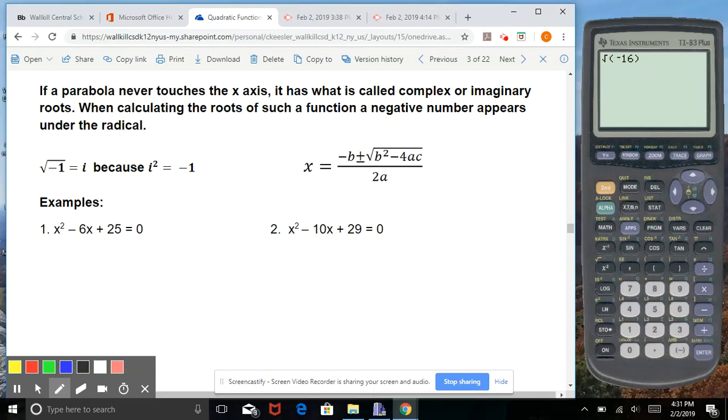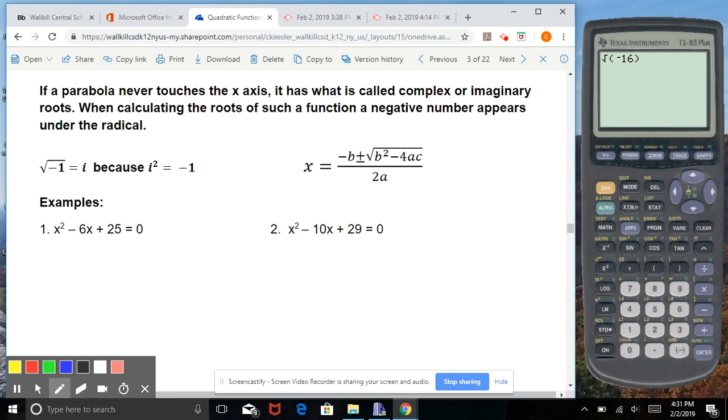If a parabola never touches the x-axis, it has what is called complex or imaginary roots. When calculating the roots of such a function, a negative number appears under the radical. So complex or imaginary roots is when a parabola that's being graphed never touches the x-axis. It doesn't have real roots, so we call them imaginary roots.